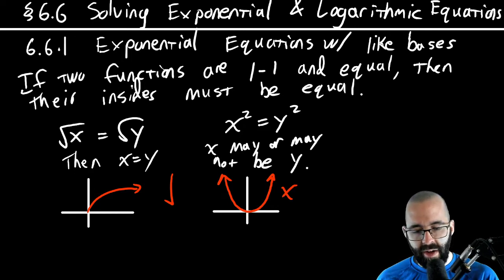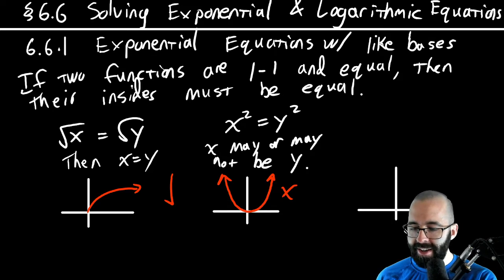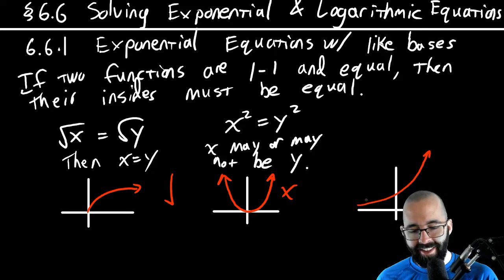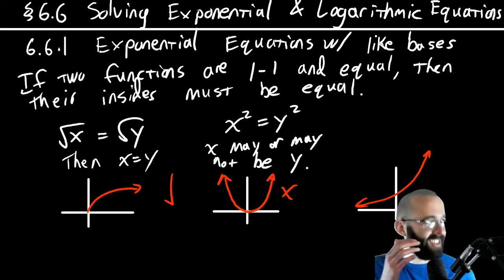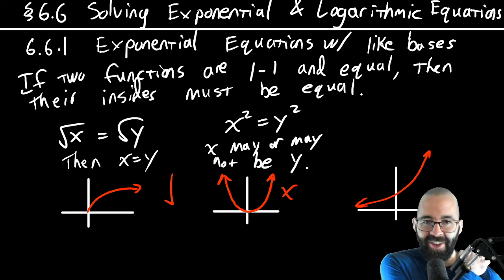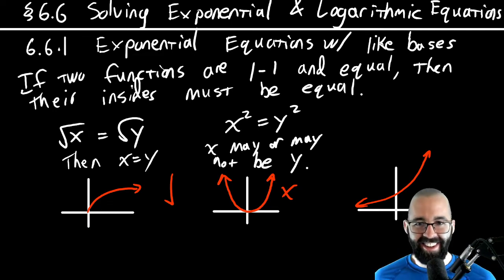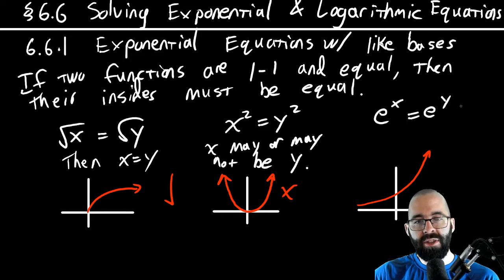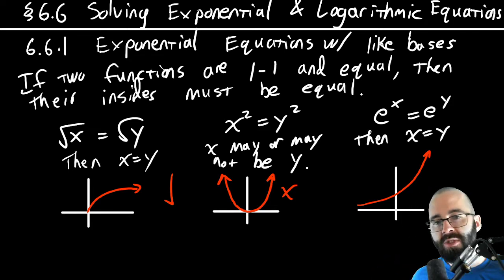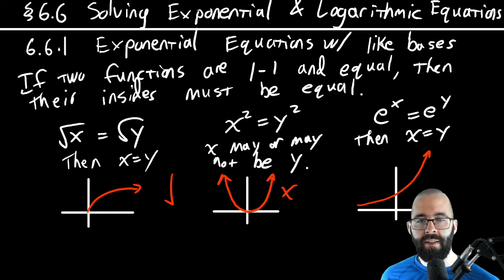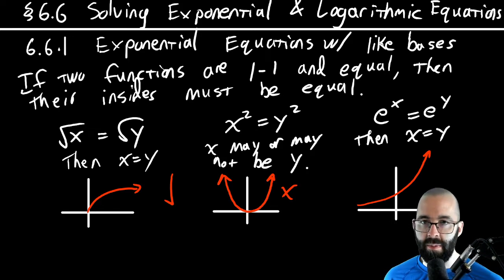Now, where am I going with this? You're in chapter 6. Why are you talking about one-to-one functions? Well, you know what other function is one-to-one? Exponential functions. Exponential functions are also one-to-one, and that's how we're going to start today. We're going to solve some exponential equations using this one-to-one property. If two exponential equations have the same base, their exponents must be the same.